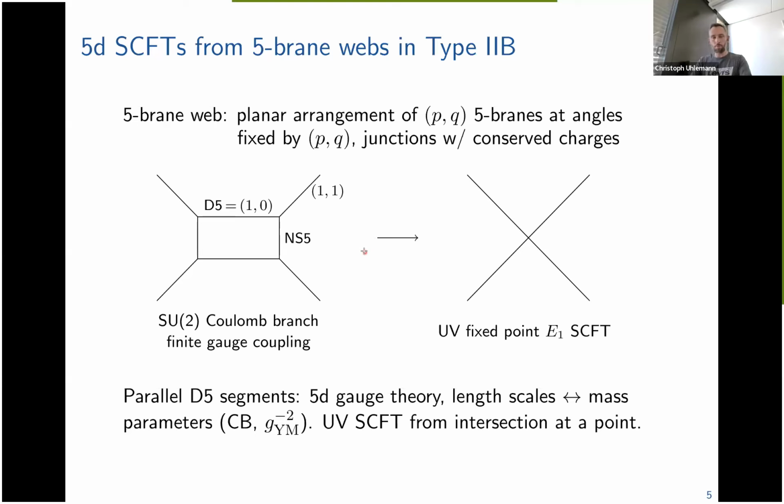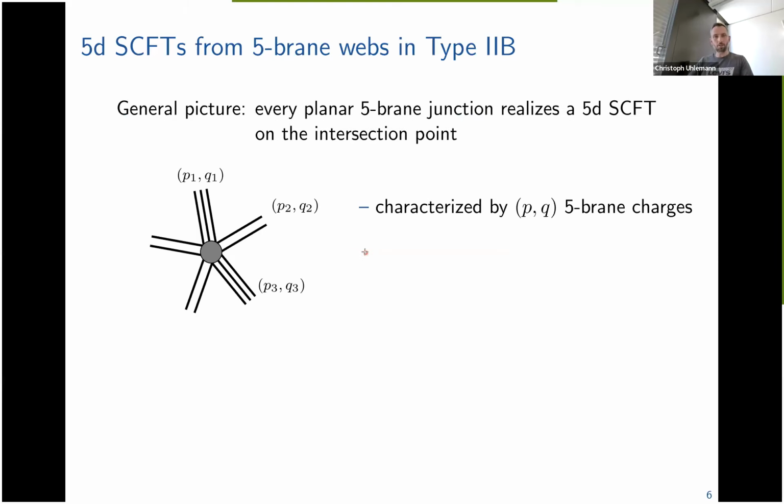And what we want to do is play with generalizations of these theories. So the general picture is that every junction of 5-branes at a point, as indicated here in this example, engineers some five-dimensional superconformal field theory on the intersection point.